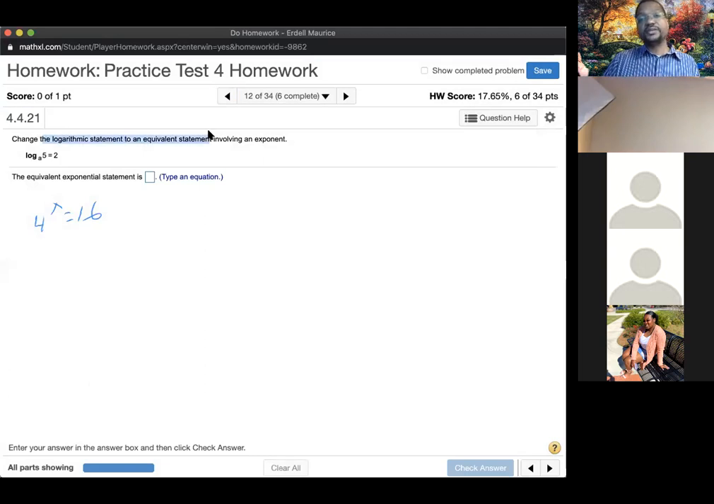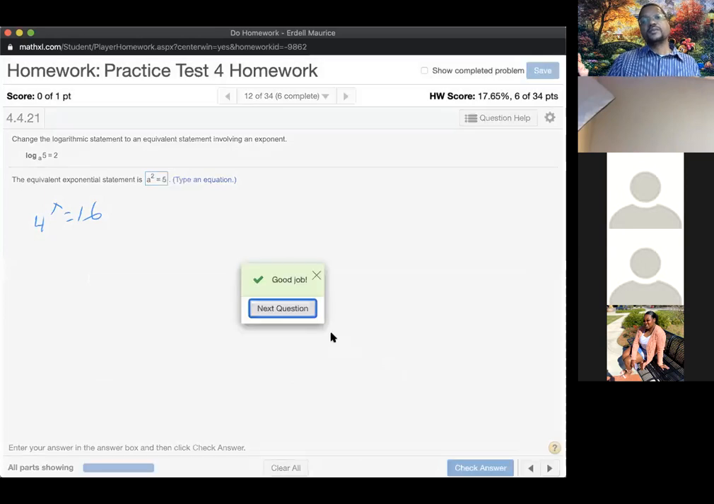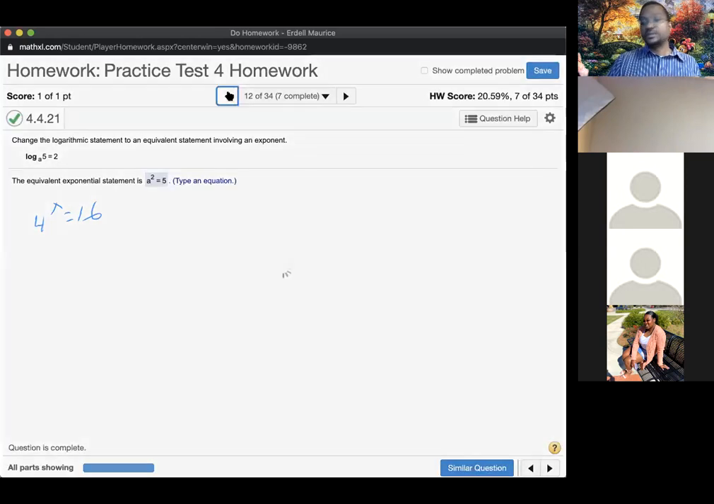Change the logarithm equation to one involving exponents. a squared equals 5. By the way, be careful when you are typing these things. A lot of times this happens, where you know what you're doing, but you just weren't paying full attention. So do be careful.